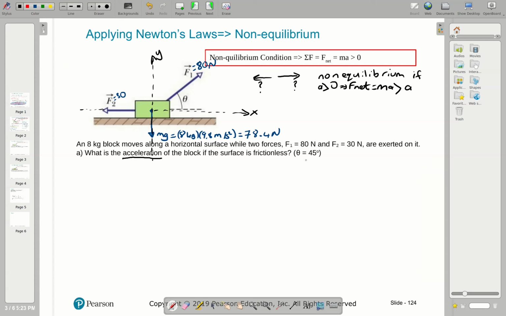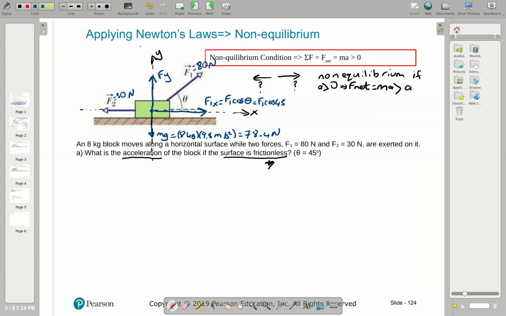Okay? Theta is 45 degrees and the surface is frictionless. So friction is ignored here. I'm going to ignore it. That is very important. I don't have to draw a friction force. And I'm going to see which direction the object is moving. I have 30 Newton to the left. That's along x already. To the right, I'm going to find the component of this force. It has a component along x, F1x, which is F1 cosine theta. This is F1 cosine 45. And it has a y component upward.